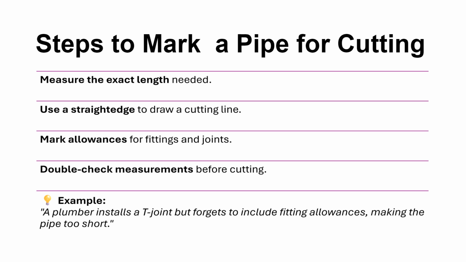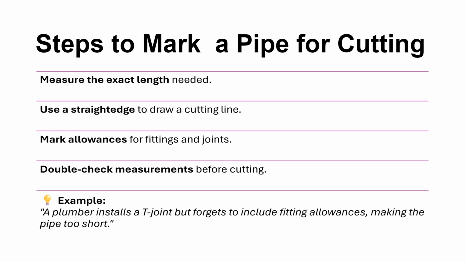Step 5. Double-check everything. Before you touch the cutter, measure again. Check the length. Check the mark. Ask yourself, did I use the right units? Did I factor in the allowance? Am I sure? Real tip from the field. I've seen seasoned plumbers cut the perfect pipe at the wrong length. Don't be that plumber. Take your time now, so you don't lose it later.